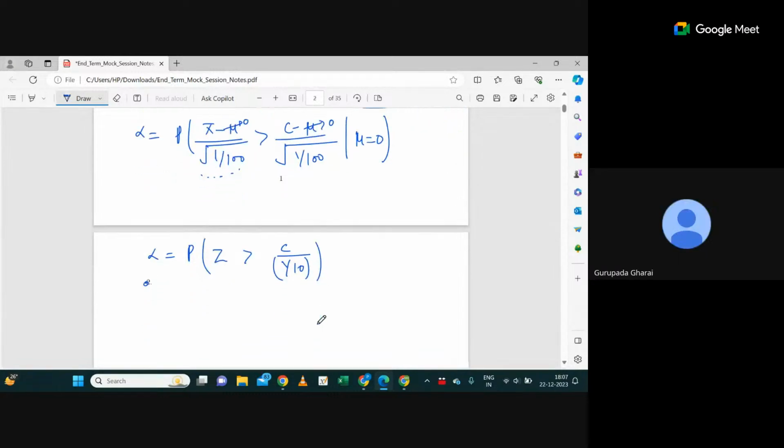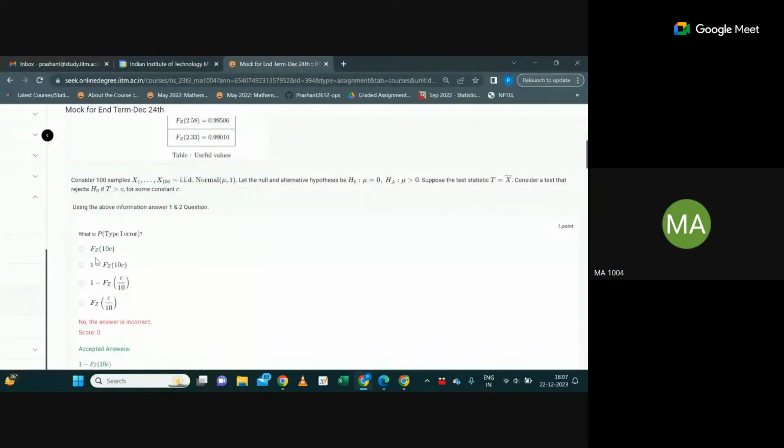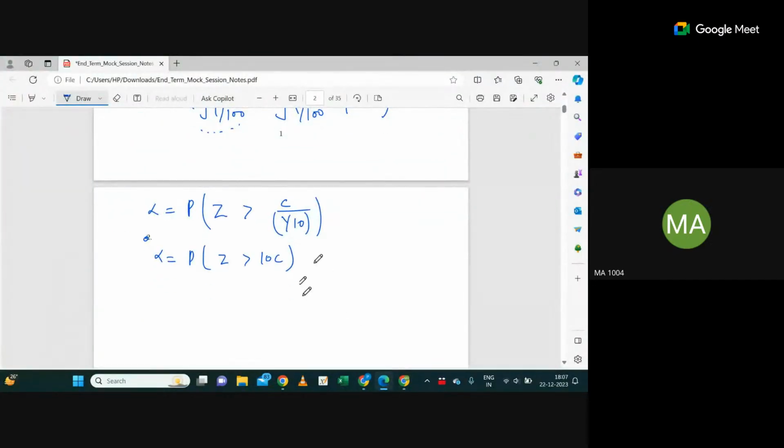Yes or no? Right. Yes, sir. So basically it will be alpha equal to probability Z greater than 10 times C, right? Now what should I do next? Because if you see, options are in capital F, G. Capital F, G means it should be in CDF form, right? So 1 minus, I can do, right? 1 minus probability G less than or equal to 10 times C.